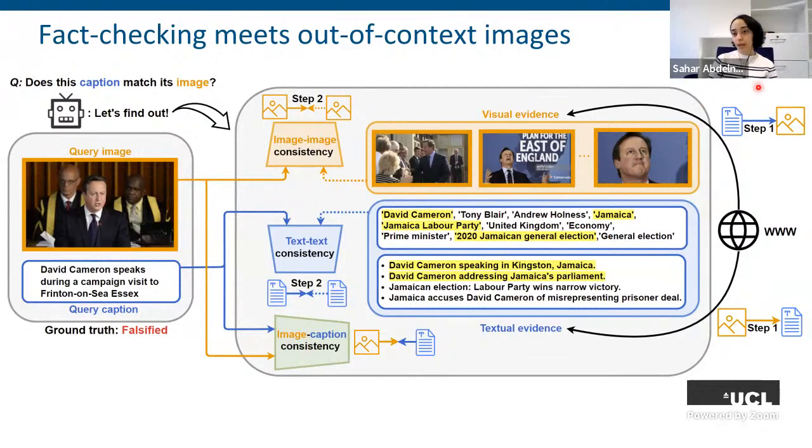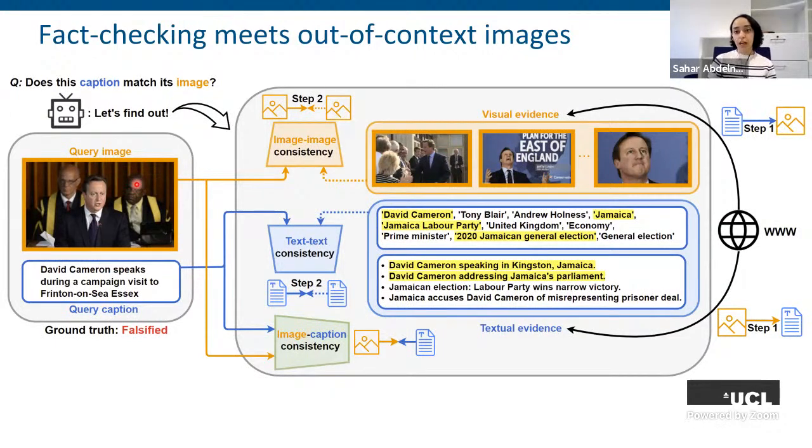We also do it the other way around, where we start from the caption, we search for images, and these are a snippet or a subset of the visual evidence that we got. And again, we see the same person, and we already know that, but through this image-image consistency part, we want to be able to say that this is probably a different context because it's a different scene or a different place.